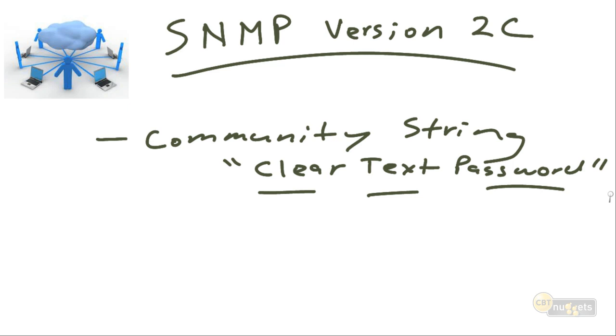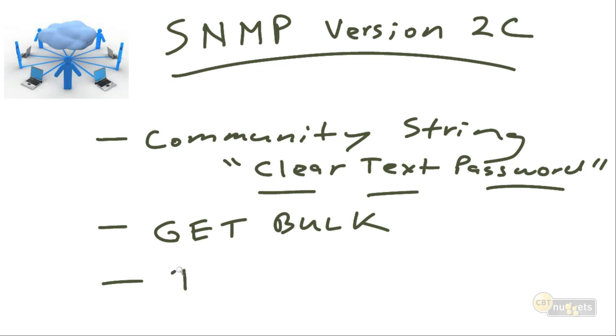SNMP version 2C not only introduced this community string behavior, but they also introduced a get bulk type messaging procedure. This would prove more efficient than the get and get next approach when we're wanting to receive lots of different MIB variable information. And finally, SNMP version 2C introduced a new concept called an inform.